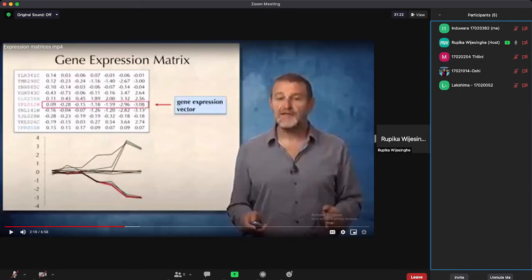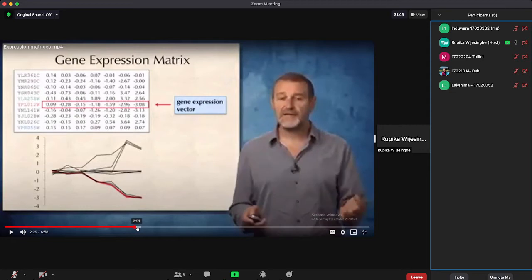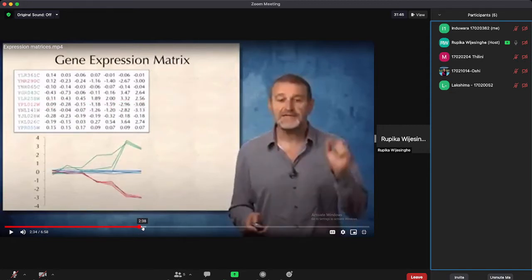Here, one of these we call a gene expression vector. Vector here means what we talk about in MATLAB, like a 1D array. You can see here the gene names are in different colors, so that the expression levels are also identified.